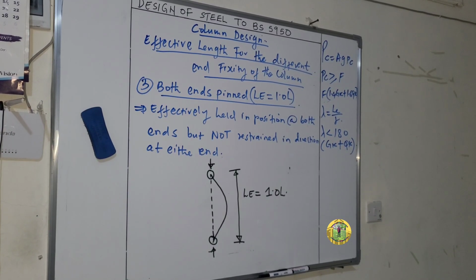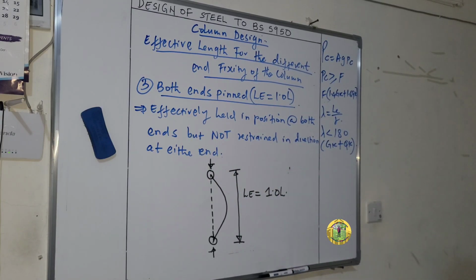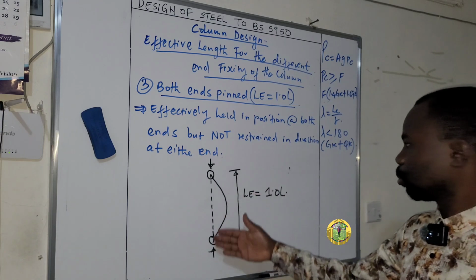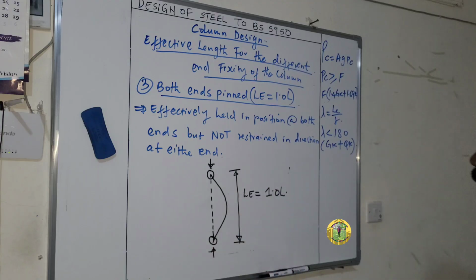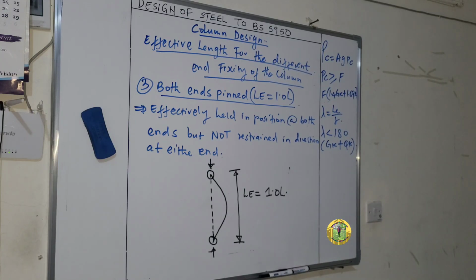So number 3, we have both ends pinned. So effective length LE is equal to 1.0 L. So it is effectively held in position at both ends, but not restrained in direction at either end. As you can see, both ends are pinned, so it means the column can rotate on either side. So the effective length LE is equal to 1.0 L. And I have said L is the overall height of the column.